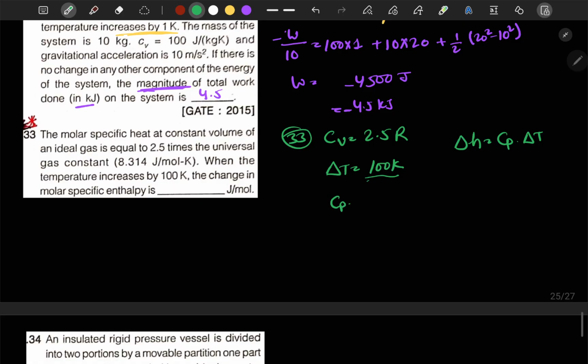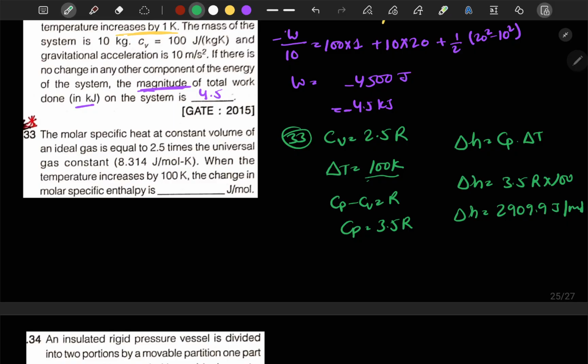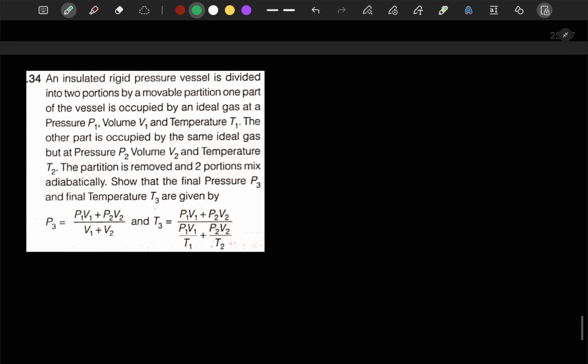So we know that Cp minus Cv is equal to R. So Cp we can calculate from here to be 3.5 times R, and delta h will be 3.5 times R into delta T. Delta T is 100, and we can substitute the value of R to be 8.314, and we will get the value of delta h as 2909.9 joule per mole. Okay, so this is question number 33. Let's move to question number 34.